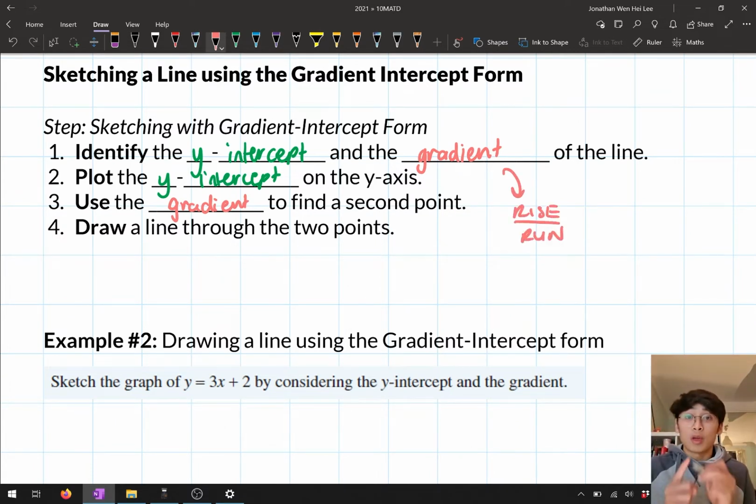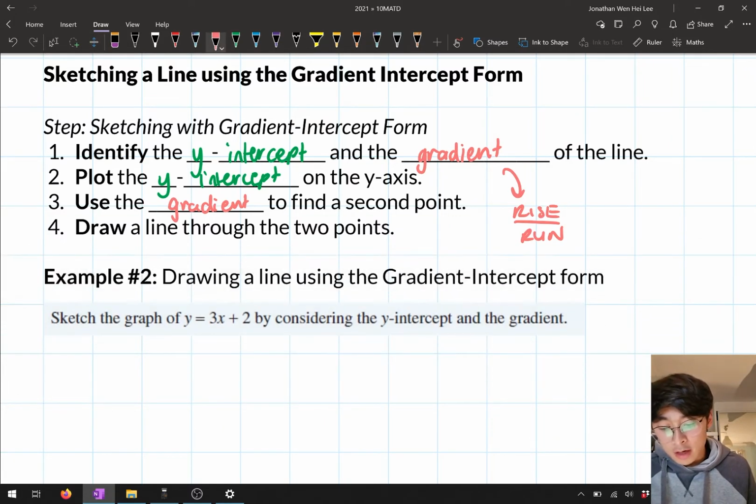And so what we can do is we can move across the x-axis the amount of units in the run and move up and down the amount of units in the rise, and that will give us a second point to put on our Cartesian plane. And then once we've done that, we can just draw a straight line through the 2 points. So let's have a go at an example of this.